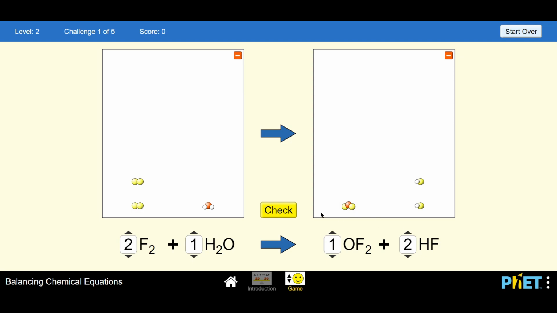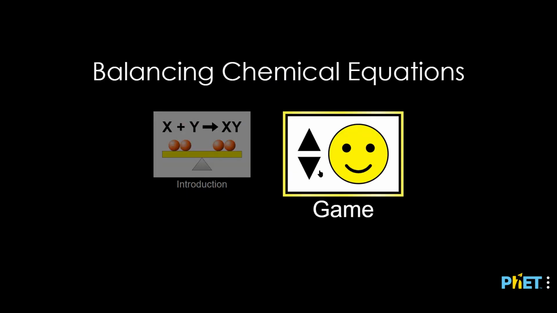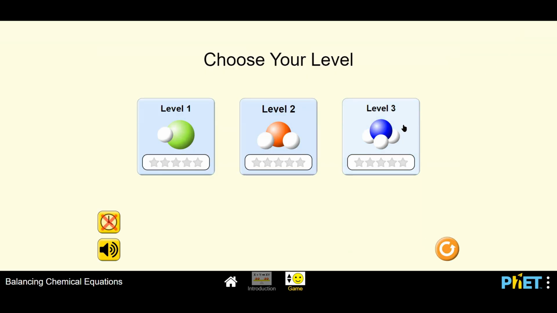And so now we just need to press check. And apparently it was balanced because I got the little smiley face and it says +2. And so now what I'm going to do is I'll go back to the home screen and I'll click on Game. And we'll start over, and this time we'll go and do an example from level 3.